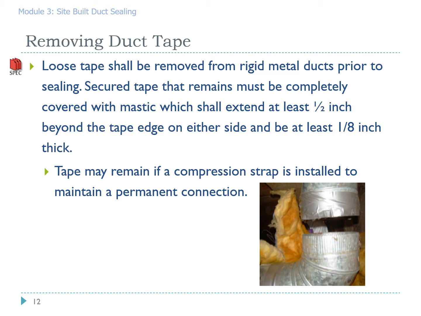The program spec requires you to make a good faith effort to remove all existing tape so that the mastic has good adherence. In cases where you cannot remove the tape for whatever reason, you should make sure that the mastic is extended at least a half an inch beyond the existing tape edge and at least 1/8 inch thick.